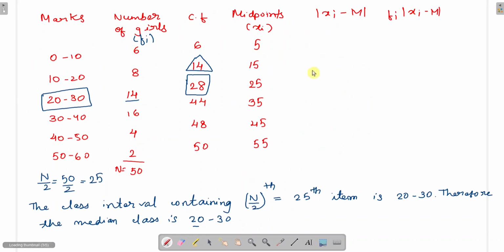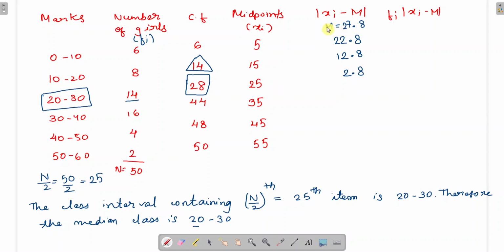Now we can find this column. So median is 27.8. So modulus of xi minus the median: modulus of 5 minus 27.8 is 22.8. Then 15 minus 27.8, modulus will be 12.8. Then modulus of 25 minus 27.8 will be 2.8.